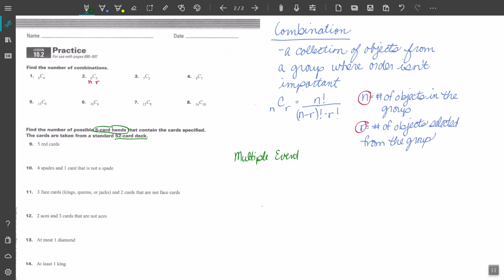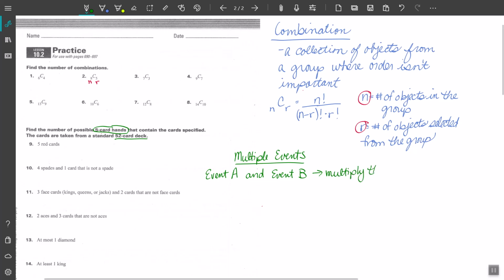When we have a multiple event happening, there are 2 ways it can happen. So we could have a scenario like number 9, where both A and B have to happen. So event A and event B have to happen. So not only do we want to pick out 5 of the 52, but they all have to be red. So those are 2 things. When this happens, we can find both combinations and we can multiply them together. So we're going to multiply the combinations.